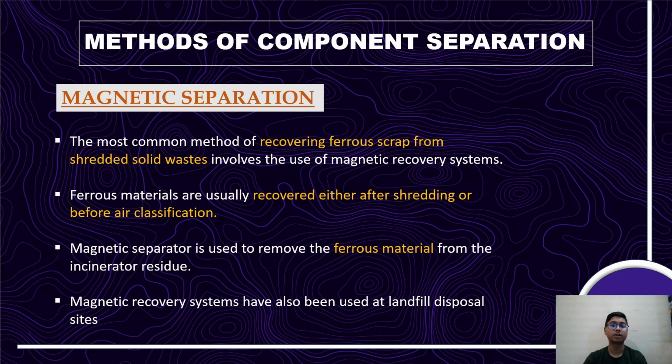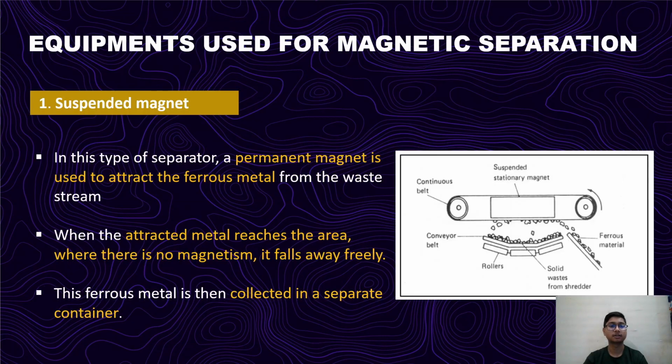The most common method of recovering ferrous scrap from shredded solid waste involves the use of magnetic recovery systems. Ferrous materials are usually recovered either after shredding or before air classification. It is used to remove the ferrous material from the incinerator residue. Magnetic recovery systems have also been used at landfill disposal sites.